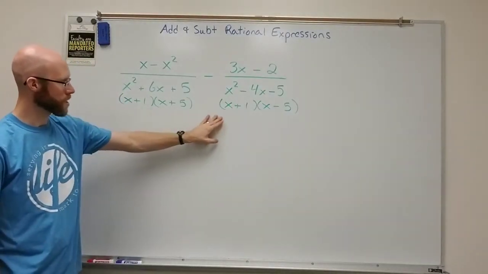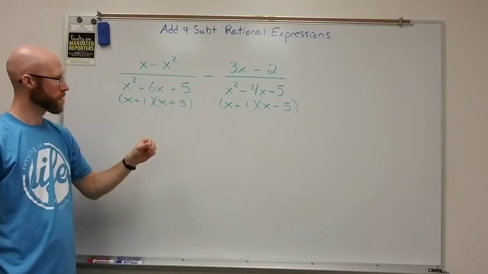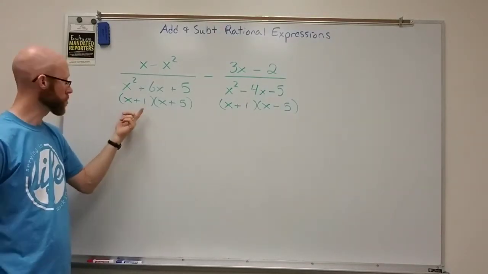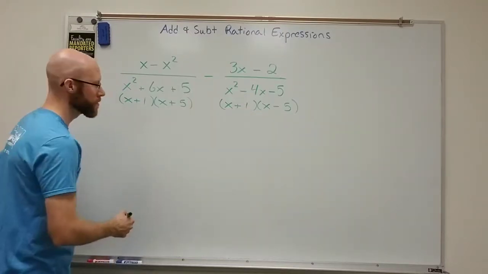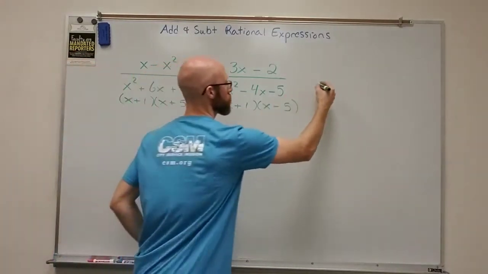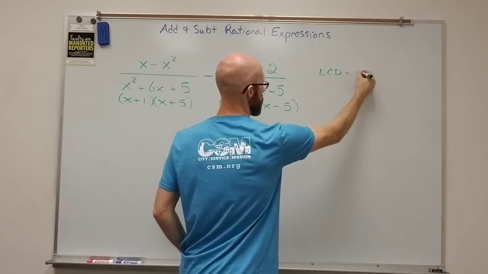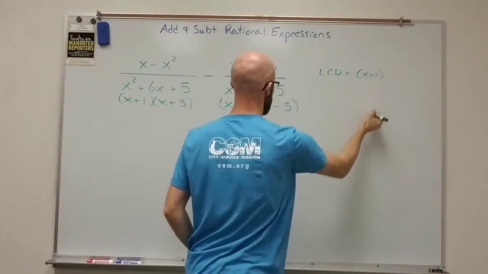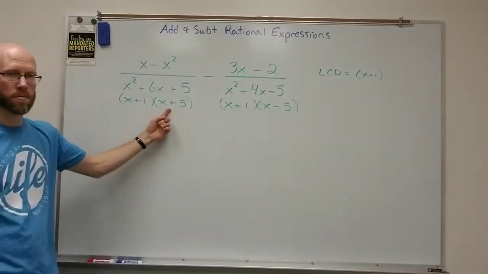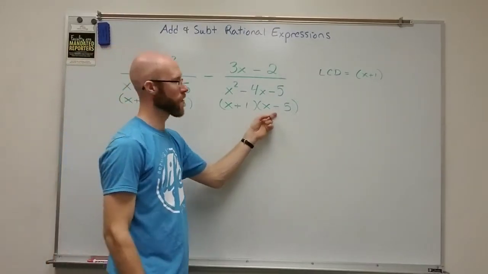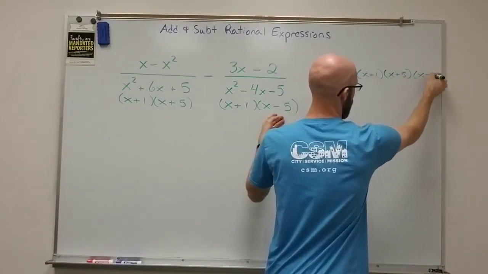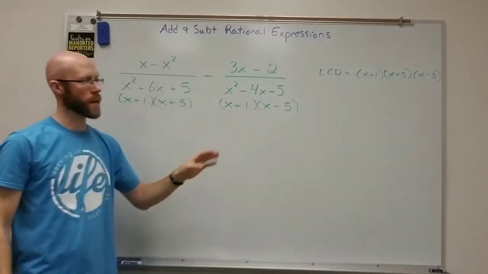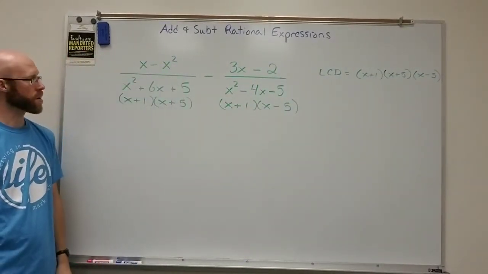Now, as I look at these, I see some common factors, right? I have an x plus 1 and an x plus 1. So I only need one copy of that in the LCD. Let's write the LCD up over here. LCD is going to include an x plus 1. I also need an x plus 5 and an x minus 5. Okay, so I've got to have all three of those factors.